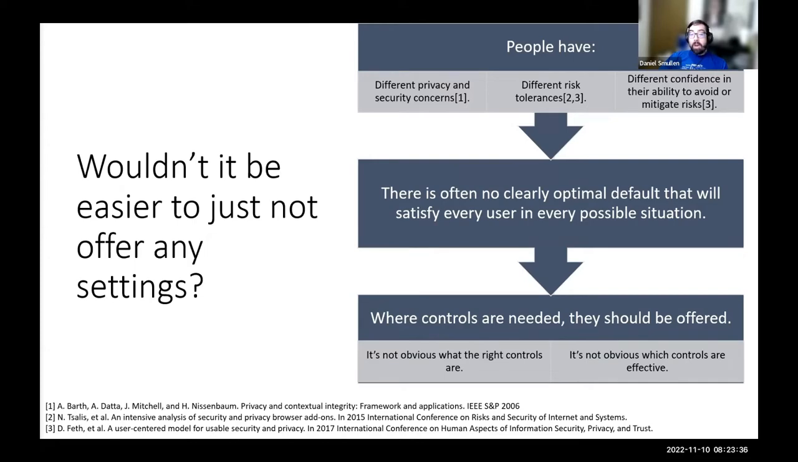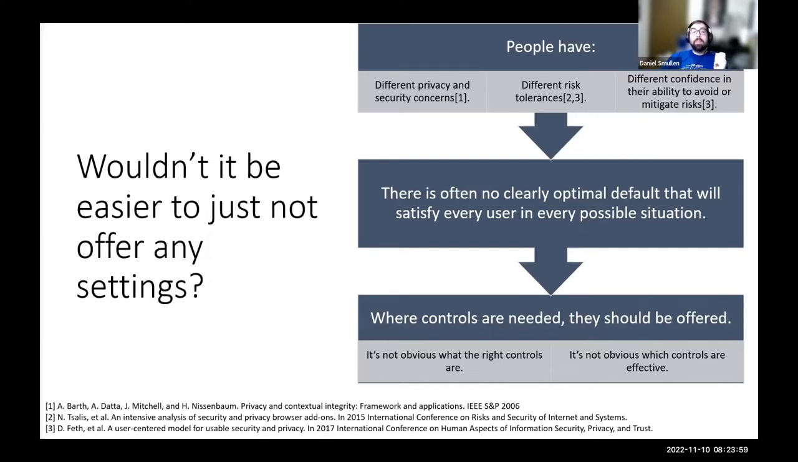And I think also very important, it's important to recognize that people have different confidence in their ability to avoid or mitigate risks. So if you talk to your parents, for example, chances are they're probably not as comfortable as you are with fiddling with the buttons and knobs. They don't really know what they do. They don't really know what it means. And many of us also struggle with this as well, but there's a variability there.